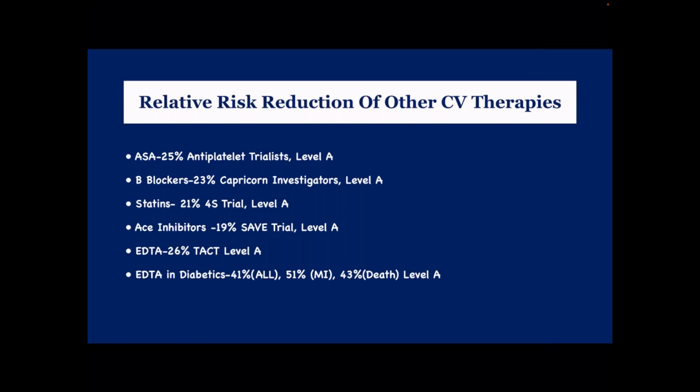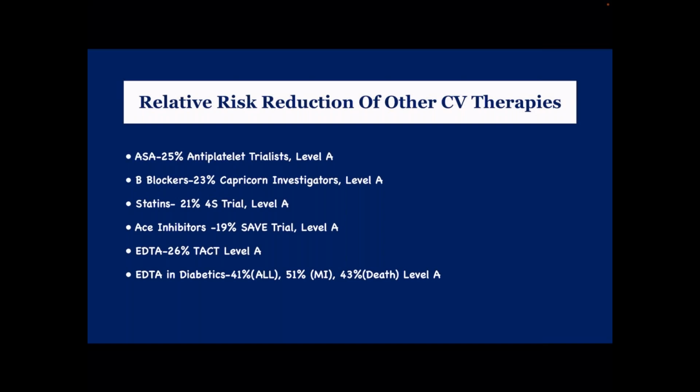So let's look at the relative risk reduction of the other therapies and see how they fare. Aspirin has 25% in antiplatelet trials. Beta blockers have 23%. Statins have 21%, according to some trials. The ACE inhibitors have 19%, and EDTA in the TACT trial has 26%, and EDTA in diabetics has 41% overall, 51% for MI, and 43% death reduction.